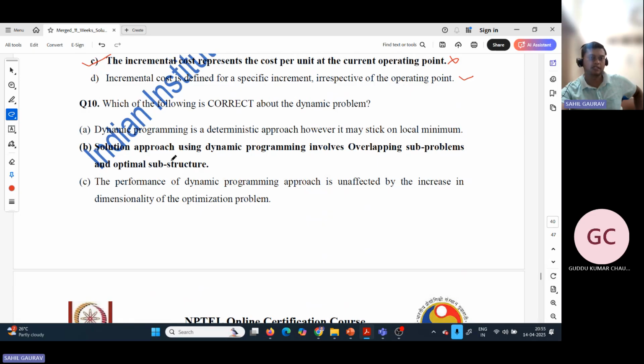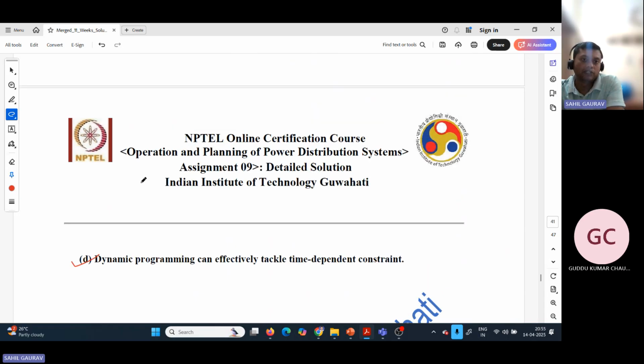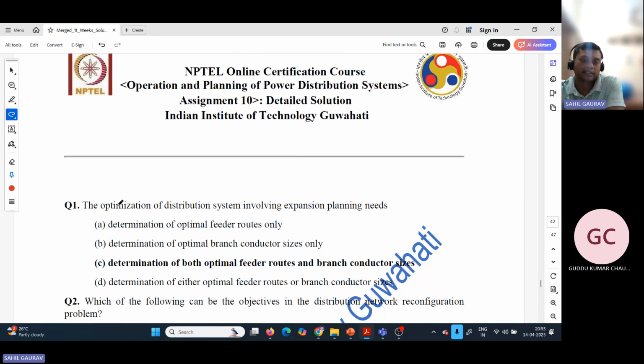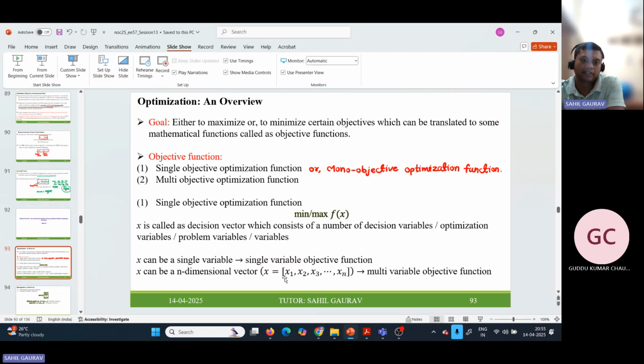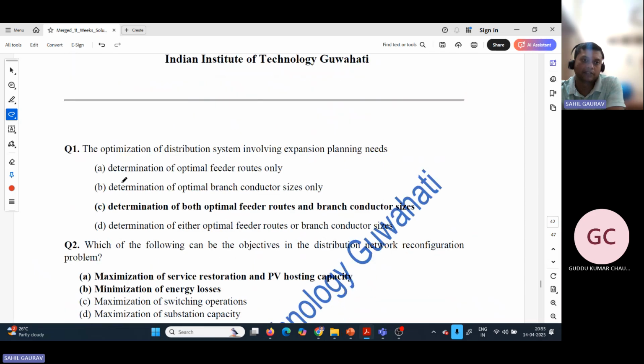And dynamic programming: the solution approach using dynamic programming involves overlapping subproblems and optimal substructure, and it can effectively tackle time dependent constraints. So just quickly go through all the assignment solutions. Now for week 10, you can also refer to the summary I have provided, but the important thing is that you quickly revise all the problems.